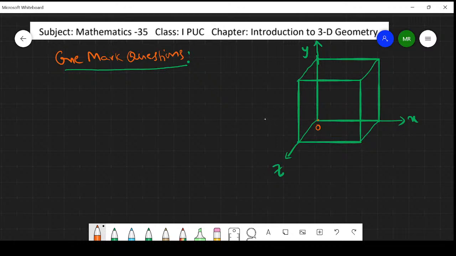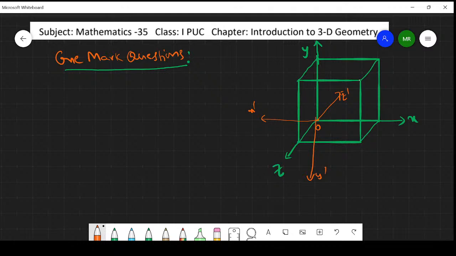Even I can extend the x-axis. If I extend the x-axis, it will be x dash. If I extend the y-axis, it will be y dash. If I extend this one, it will be z dash. Again, x o x dash, y o y dash, z o z dash are mutually perpendicular. These 3 are mutually perpendicular axes.